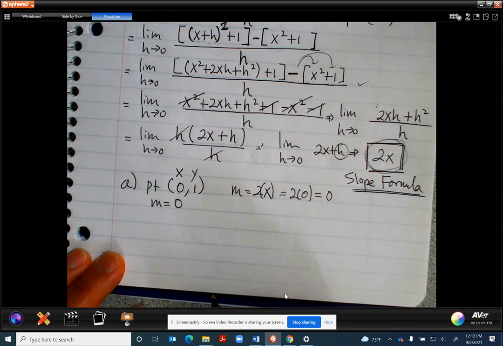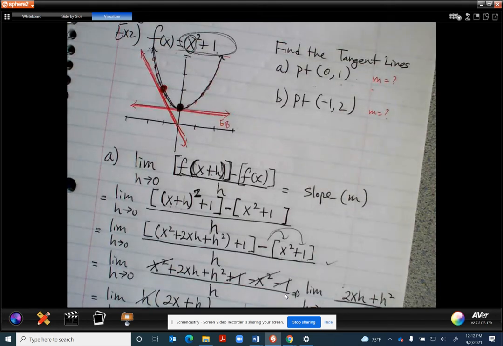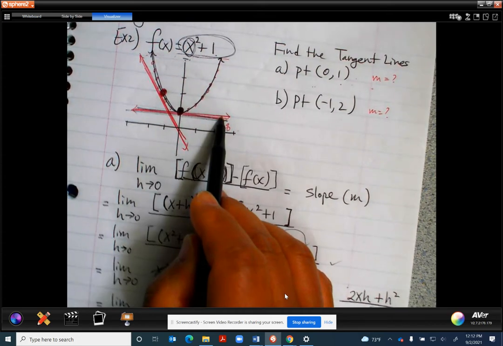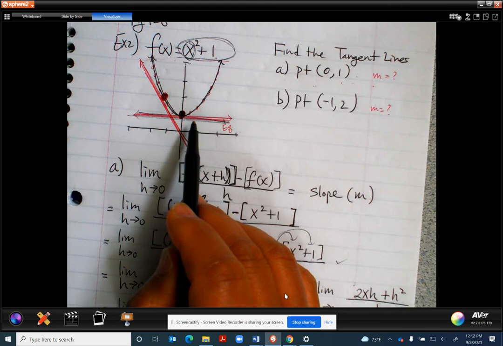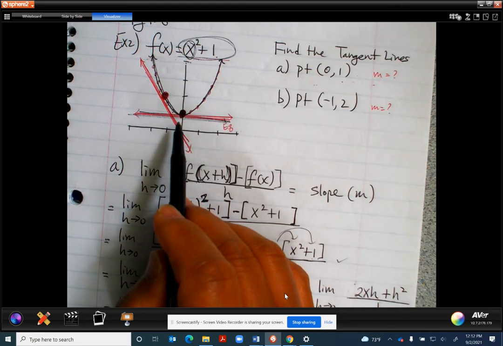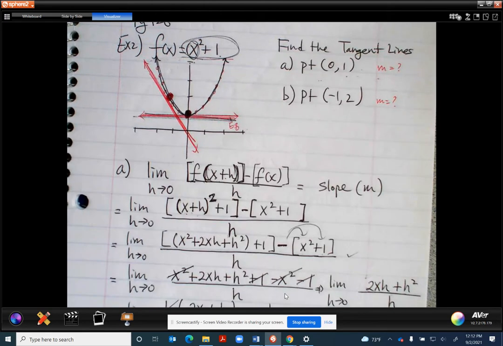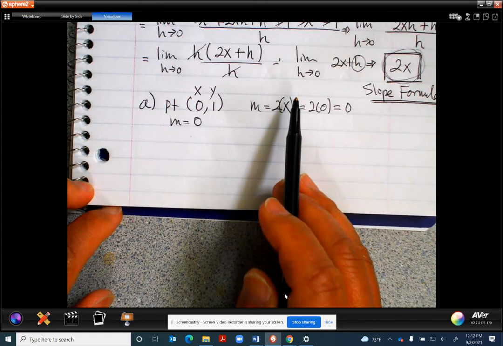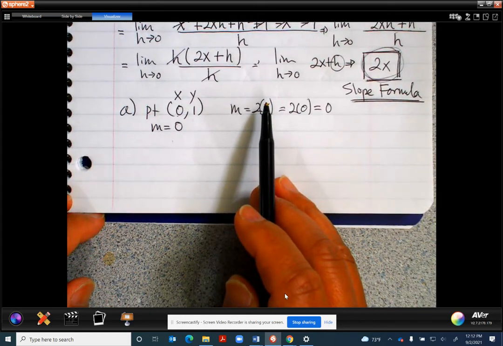Did we already know that? Look at this. Doesn't this look like you have a zero slope? Did you know that a horizontal line is a zero slope? If you didn't know, then you should know. Okay? A horizontal line has a zero slope. So it makes sense. However, we still need to find the equation of this line.